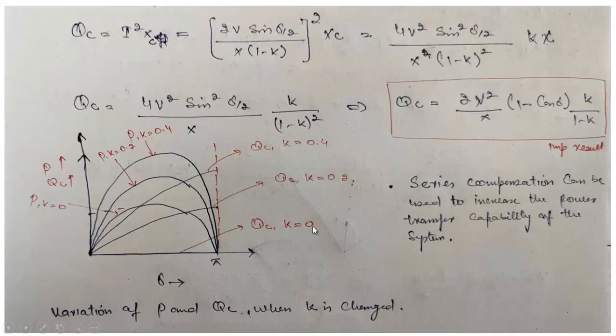This is for Qc. When k is equal to 0, Qc will be equal to 0. The reactive power supplied by the capacitor will be equal to 0, and this will be the line. When k is equal to 0.2, there will be a slight increase, and it will increase like this. When k is equal to 0.4, the reactive power supplied by this will be like this. So this is how ideal series compensation can be used to increase the power transfer capability. So I think I will stop over here and will continue from the next class. Thank you.